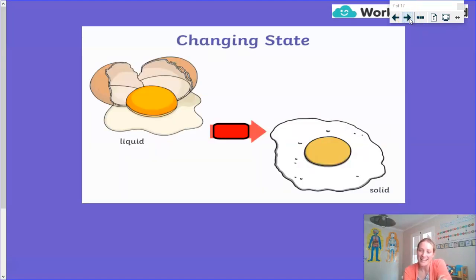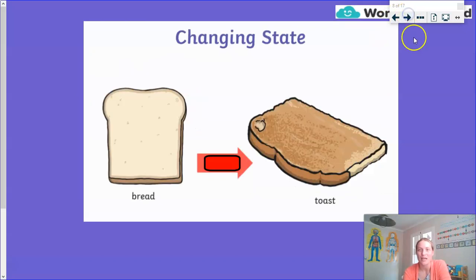And here is another example. So here I am going to create a fried egg for my breakfast. I crack open the egg and I have a liquid egg, but if I apply a heat from a metal frying pan that conducts heat quite nicely without melting, I create a solid in the form of my fried egg. Okay? Now, here again, I have a piece of bread. I want to make some toast. I put it in the toaster and the toaster heats it.